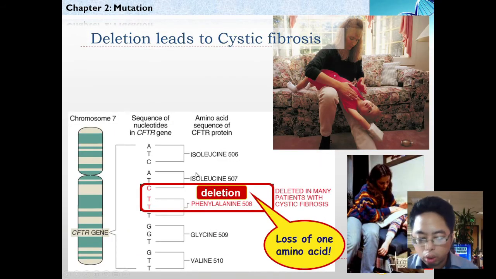So here you can see this is chromosome 7. There is a gene called the CFTR gene. This is the gene that codes for the salt channel. So within this sequence, you have ATC, ATC, TTT, GGT, right? And the part that is deleted will be CTT. What happens is that when this is deleted, there is no phenylalanine 508. So one amino acid is lost. It causes the salt channel to not work.